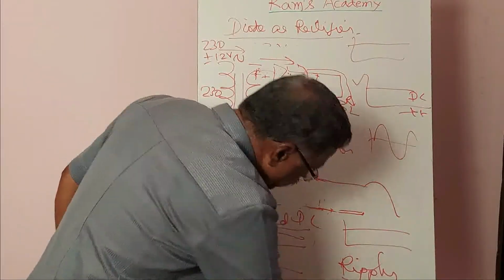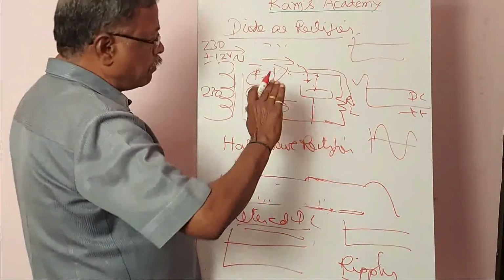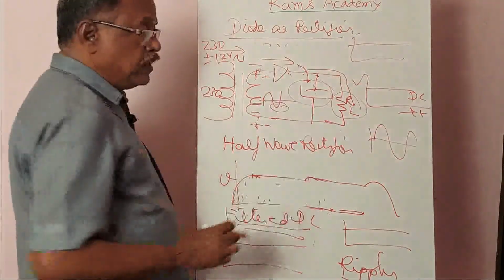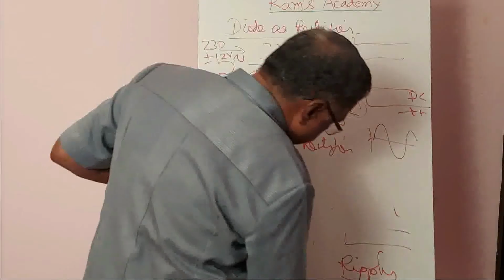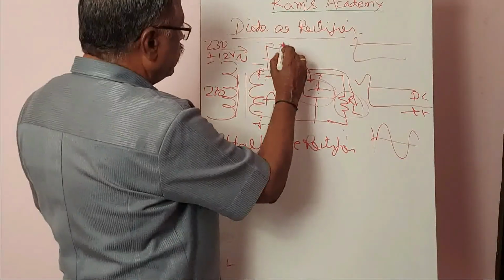Therefore, these ripples can be further filtered out by properly designing the filter capacitor as well as the load resistor. And then in some half-wave rectifiers, there will be some capacitor connected across the diode.